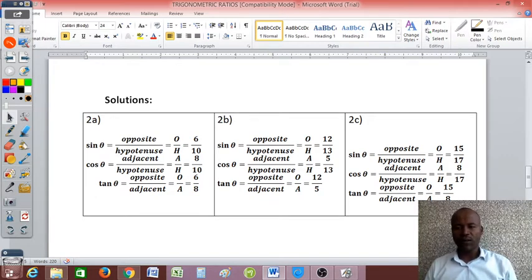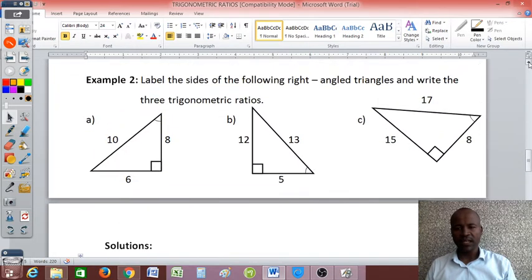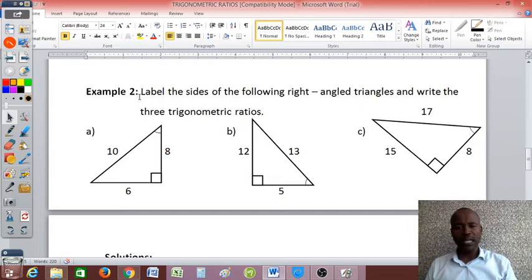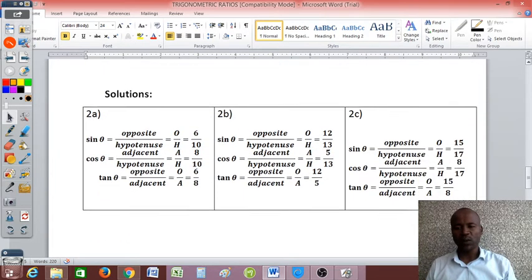Okay, we have already labeled the hypotenuse, the opposite and the adjacent sides of the examples given in A, B, and C. But the question is not only labeling the sides of the given right angled triangles, but we are asked to write the three trigonometric ratios. So let us see the remaining part of the solution.